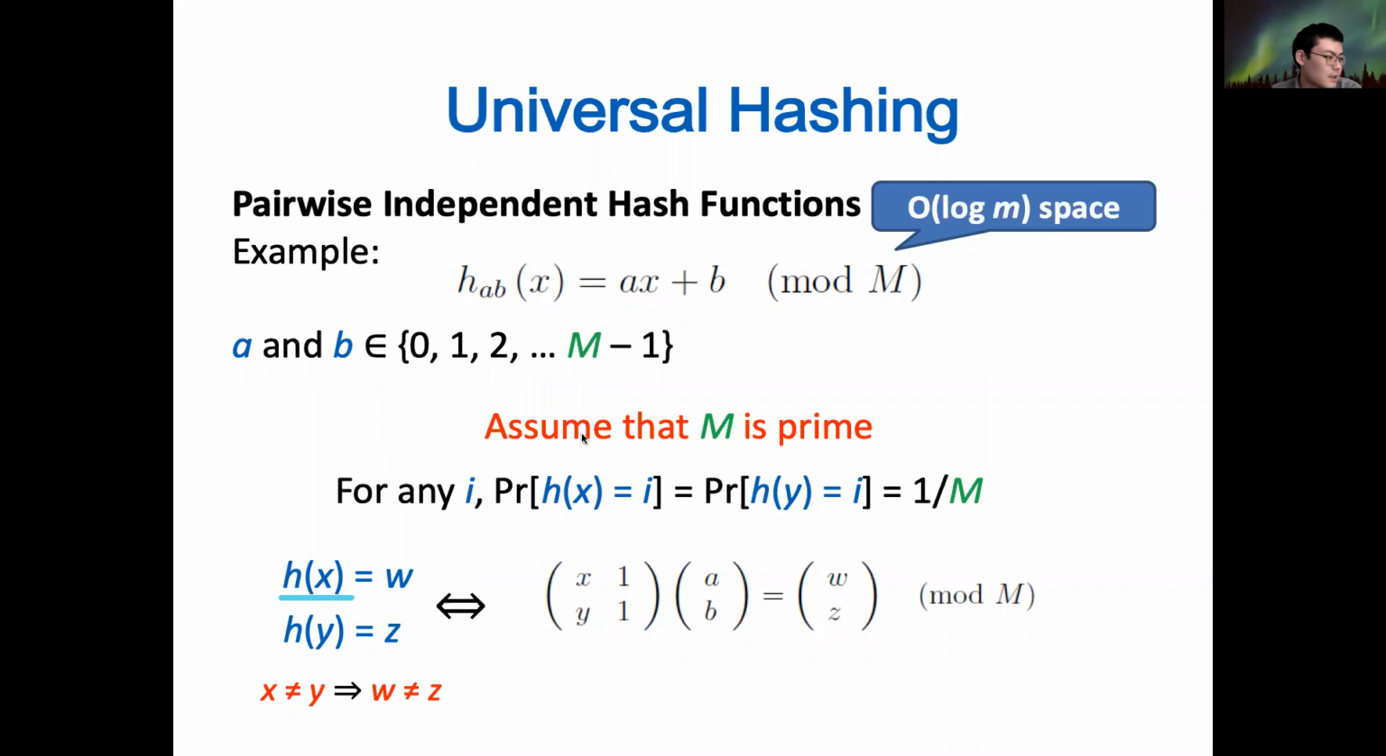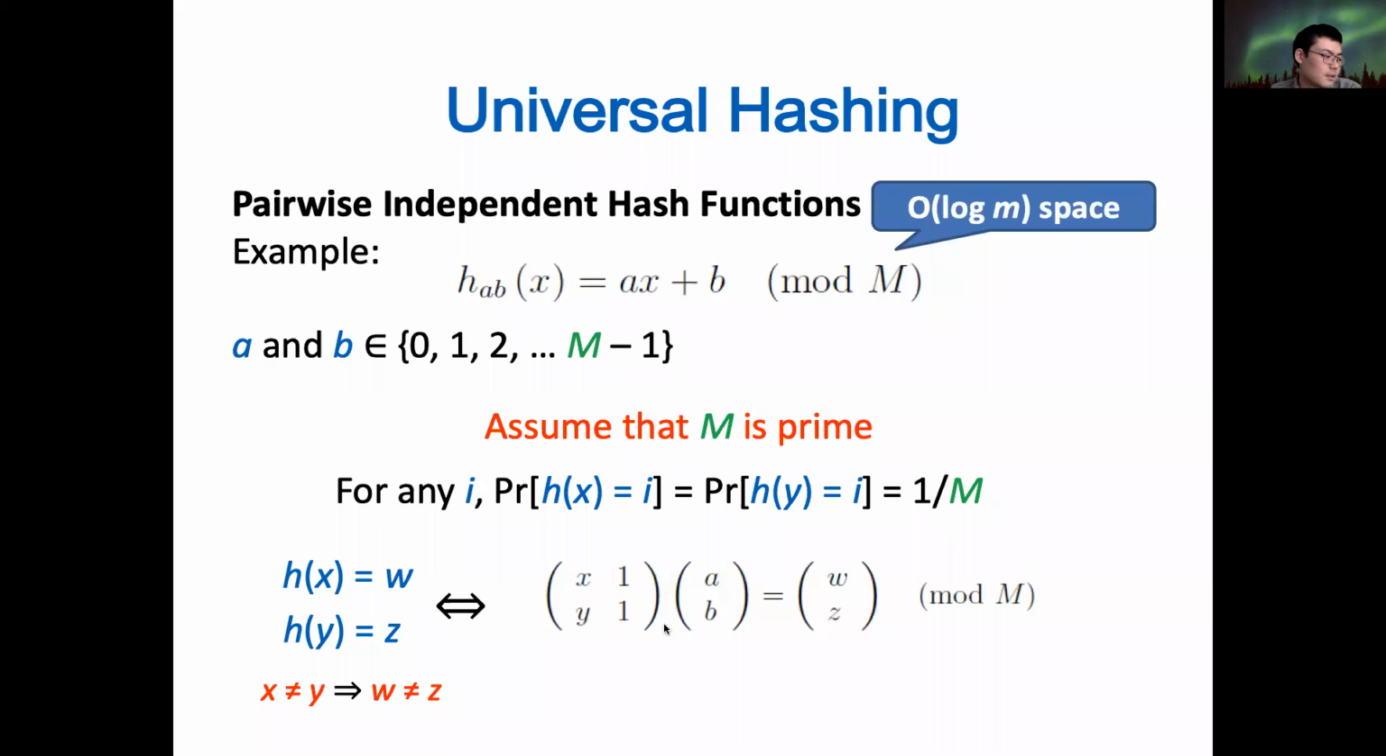So h(x) is ax plus b equal to w. And this is ay plus b equal to z, right? If you write this, it can be written as this linear equation, with x1 and y1. The a, b are the coefficients here, and w, z are the outputs. So you can write it like this.